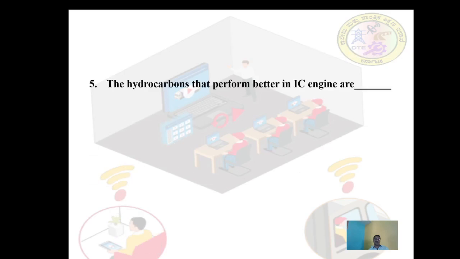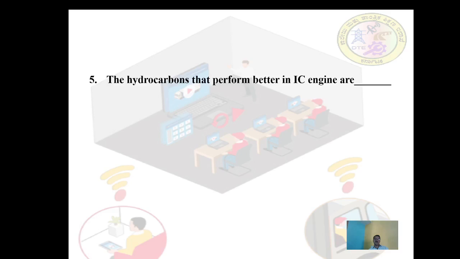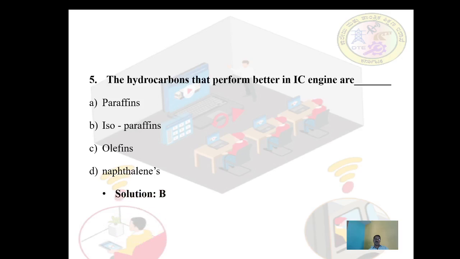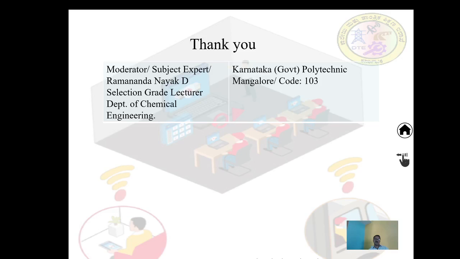Question number 5. The hydrocarbons that perform better in IC engines are dash. Options are A paraffins, B isoparaffins, C olefins, D naphthalenes. Option B is the right answer. That is isoparaffins. They perform better in internal combustion engines. Thank you.